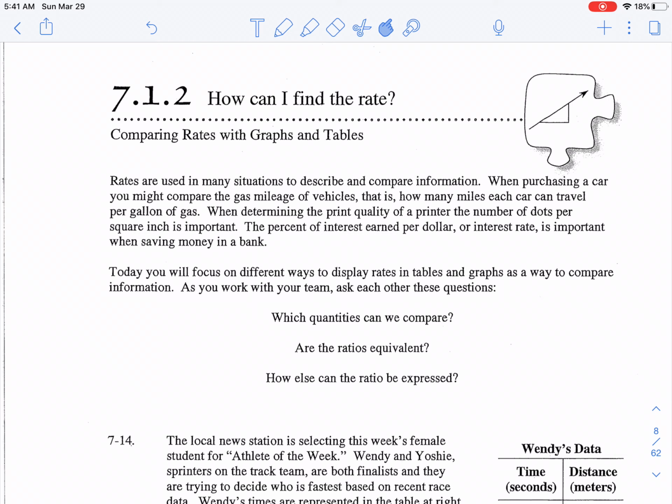When purchasing a car, you might compare the gas mileage of the vehicle. That is, how many miles each car can travel per gallon of gas. When determining the print quality of a printer, the number of dots per square inch is important. The percent of interest earned per dollar, or interest rate, is important when saving money in a bank.